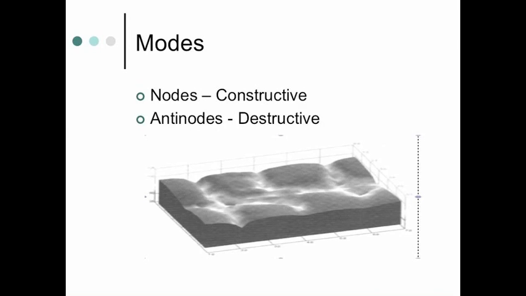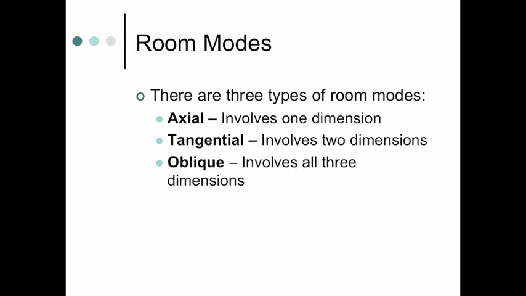Now, in a normal room, there's three basic modes that we talk about. One is called the axial mode, which is the reflection from wall to wall, floor to ceiling, those parallel walls. Tangential involves two dimensions. Two dimensions meaning tangential would be a reflection off that wall, reflecting into that wall, reflecting into that wall, and around the room like that.